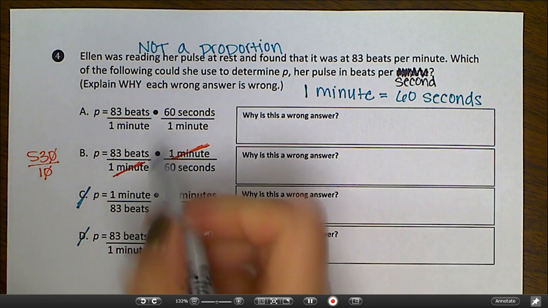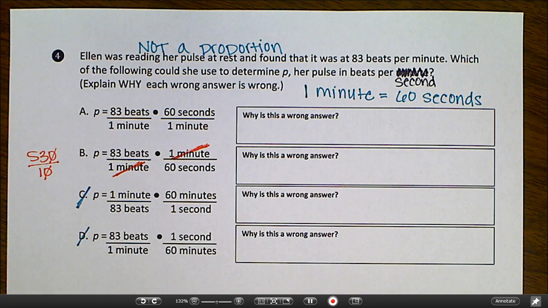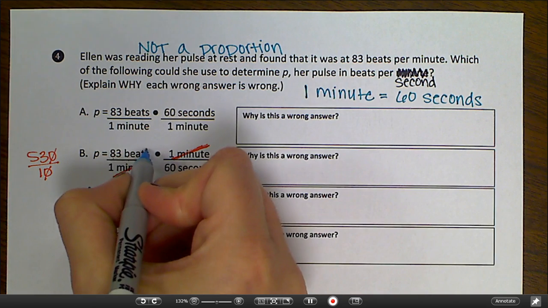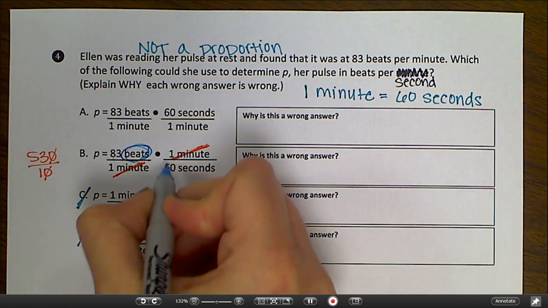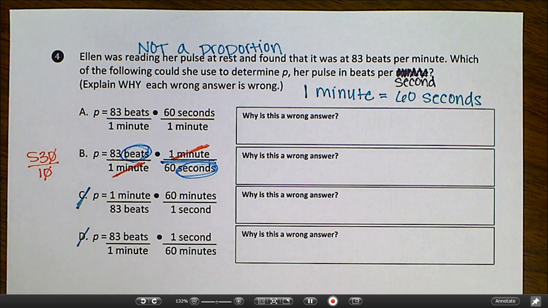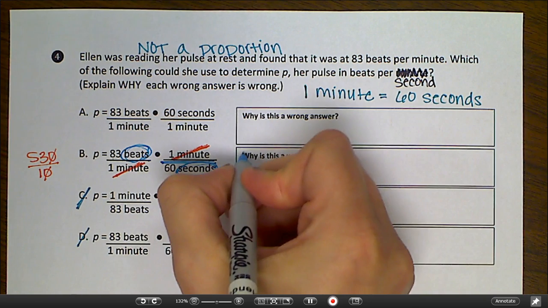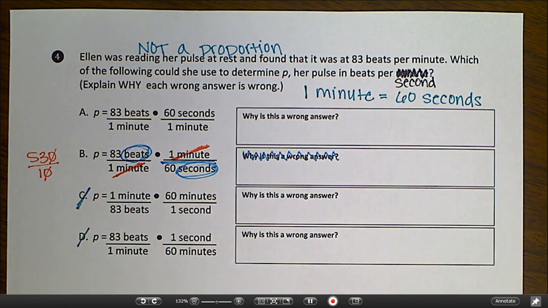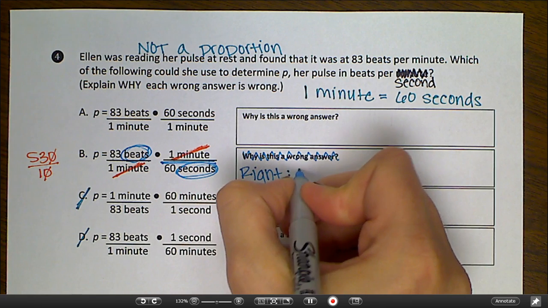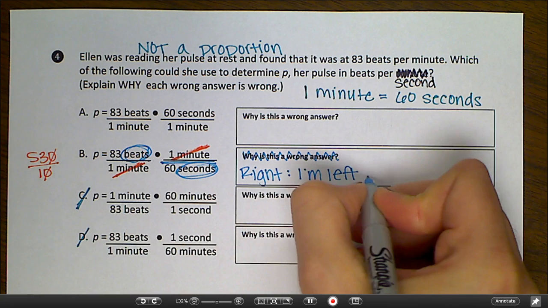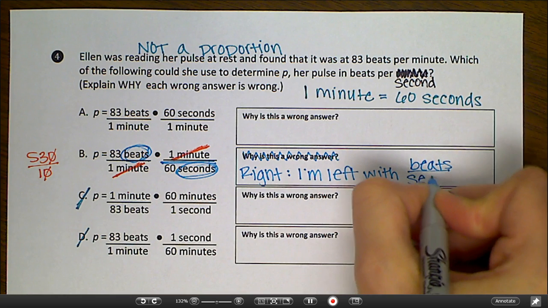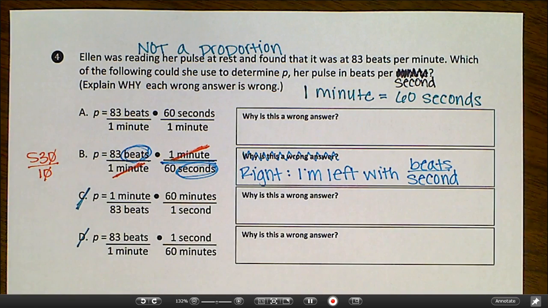So this is going to be the answer that I would choose, simply because when I finish this problem, because I was able to cancel out minutes on bottom and minutes on top, I'm going to be left with beats per second. Okay, so why is this the right answer? Because I'm left with beats per second. That's why.